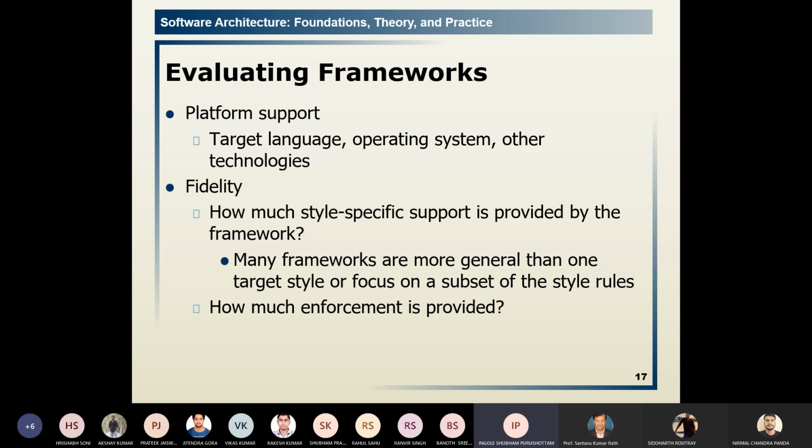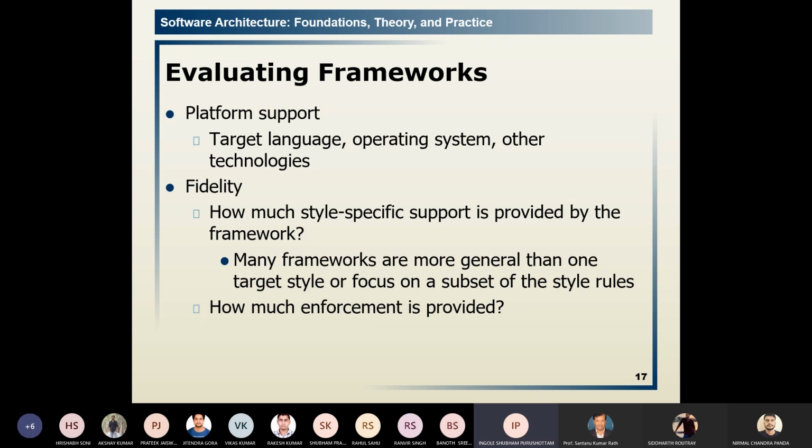The second one is fidelity. The meaning of fidelity is the degree of exactness with which something is copied. It says how much style-specific support is provided by the framework. For a specific architecture style, to what degree does the framework provide support for the style? Many frameworks are more general than one target style, so they can be used for more than one architectural style, or focus on a subset of a style's rules. And how much enforcement is provided.